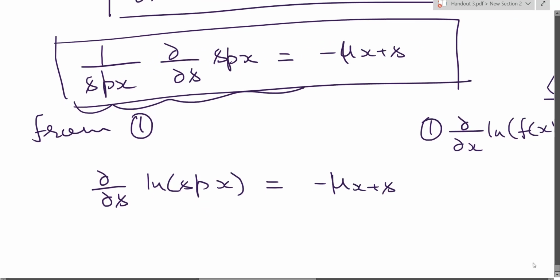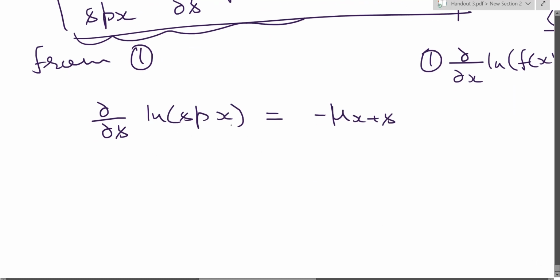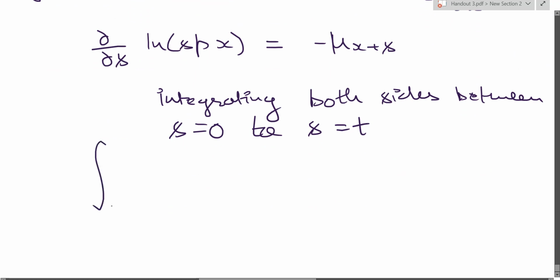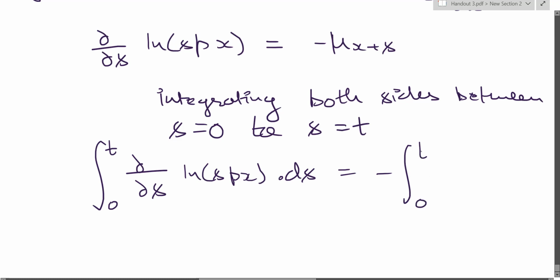Perfect, right? Now, if I integrate on both sides, between limits, I will take limits of s going from 0 to t. So integrating both sides between s is equal to 0 to s is equal to t. These are the limits I'm integrating between. So let me do that. Integrating from 0 to t, the derivative of log of sPx ds is equal to the negative integral from 0 to t of mu x plus s ds, right? So I integrated on both sides by taking limits s goes from 0 to t.